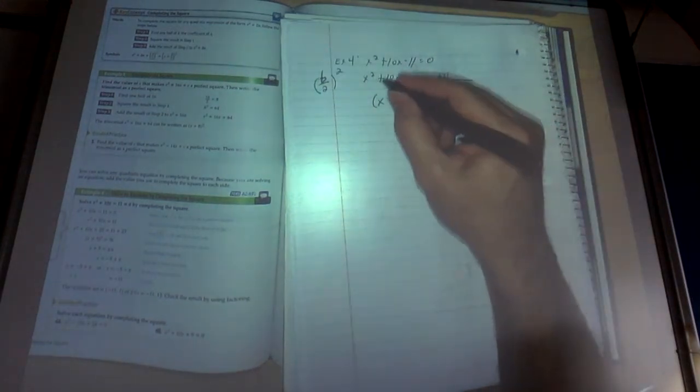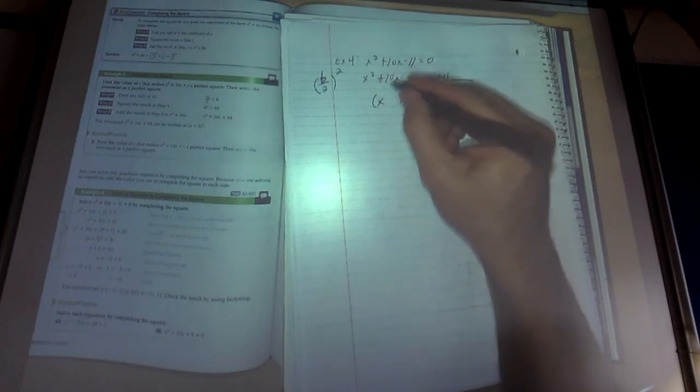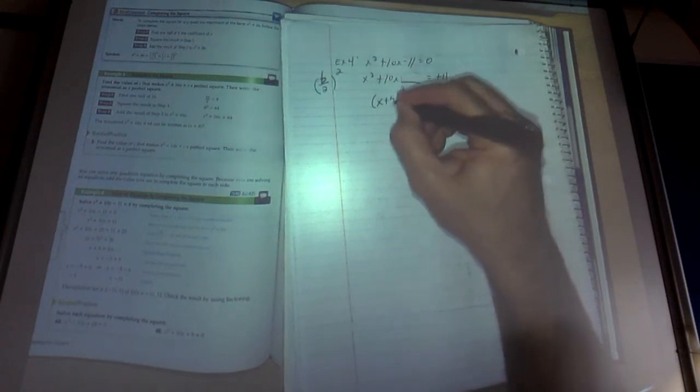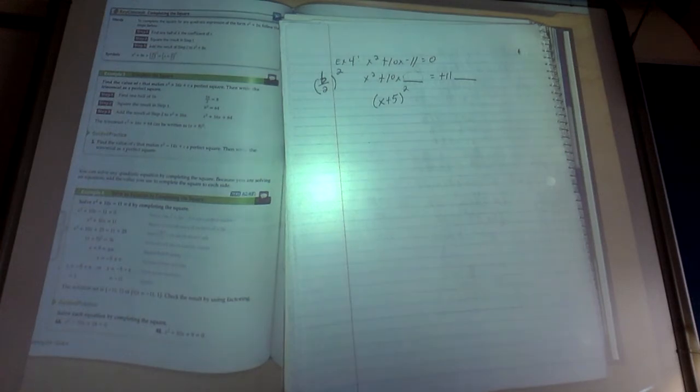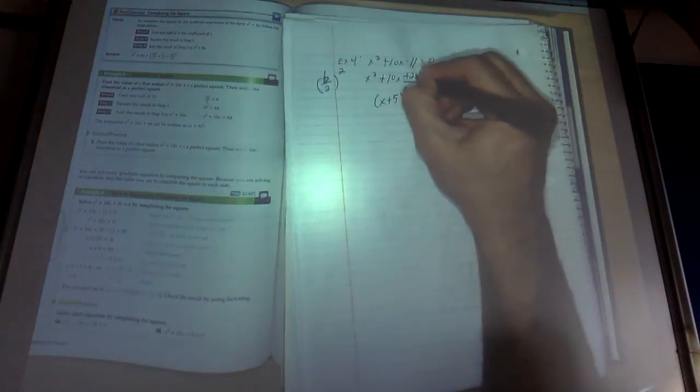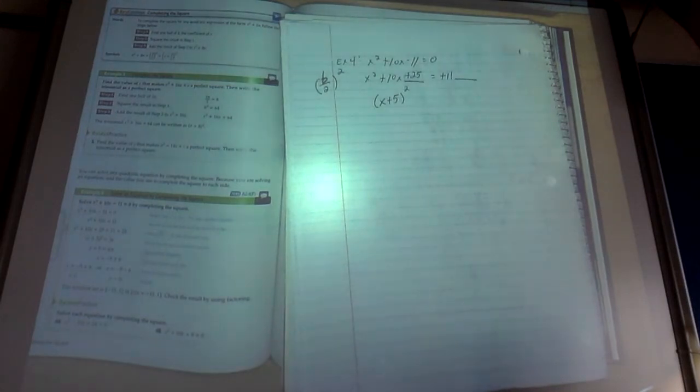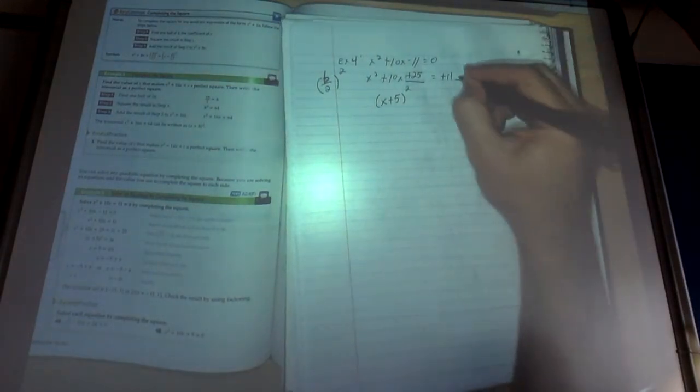All right? So I'm going to take B. I'm going to divide it by 2. B is positive 10, so I'm going to divide it by 2. That's positive 5. Then I'm going to square that. 5 squared is positive 25, and I'm going to plug it in right here. If I do it on the left side of the equal sign, I have to add the same thing on the right side of the equal sign.